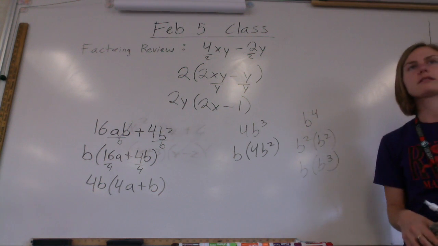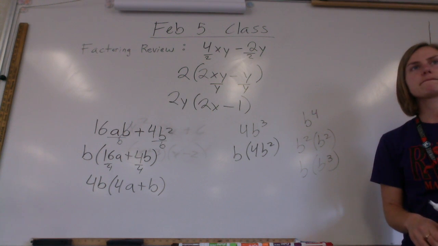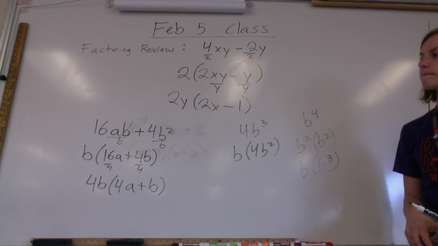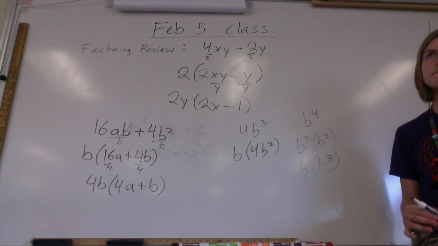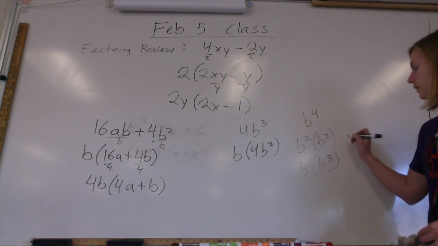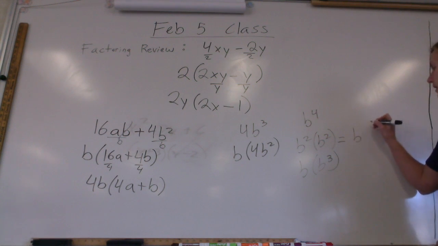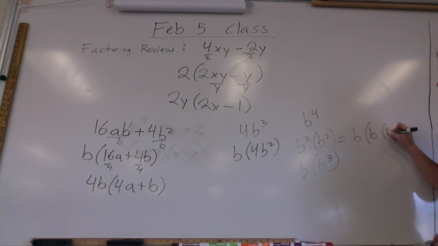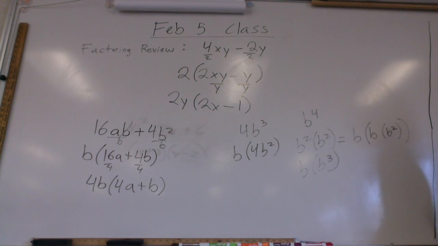Could you do another set of parentheses outside, like b and then parentheses and then b another set of parentheses? Yeah, so if you wanted to turn this into b parentheses b parentheses b squared, yeah. I mean, that's the same thing, right? If you want to make it all confusing. Alrighty.